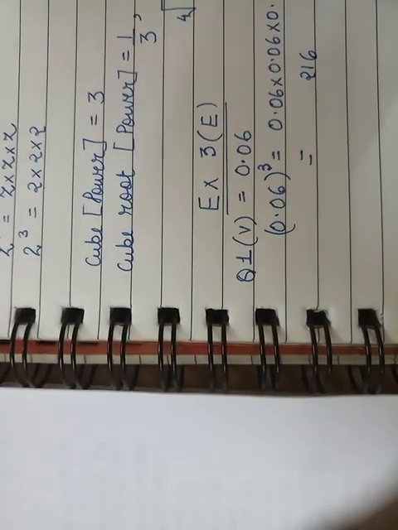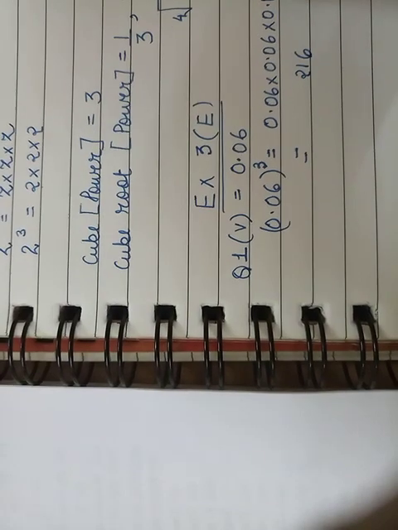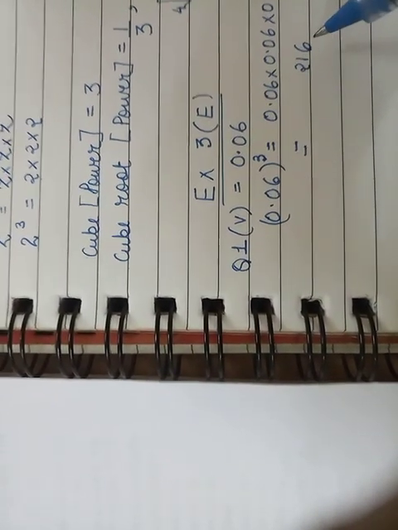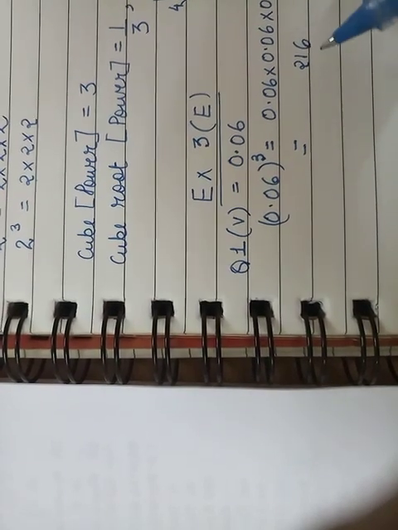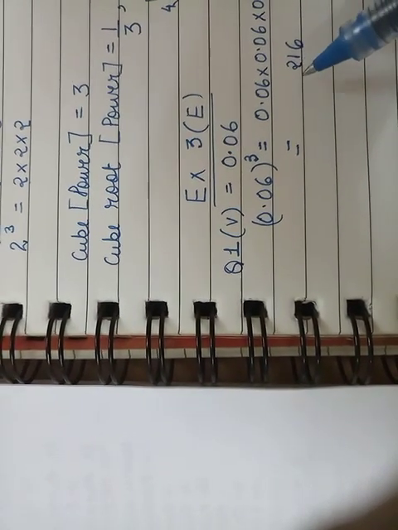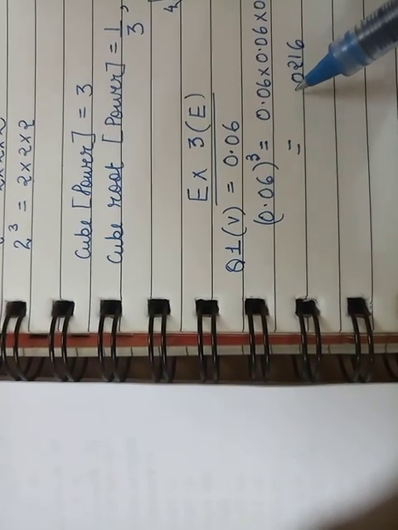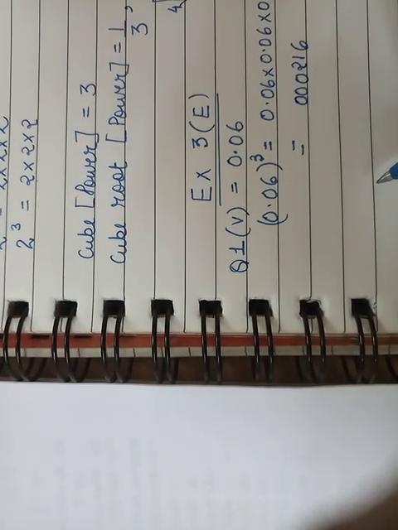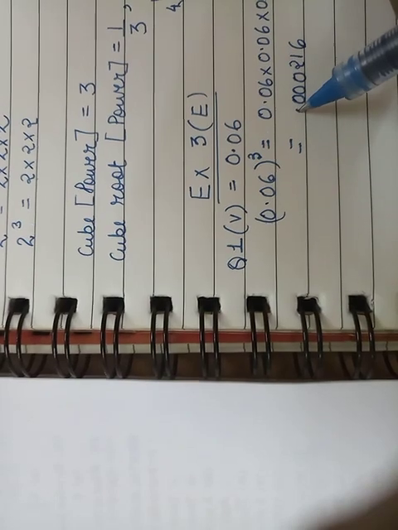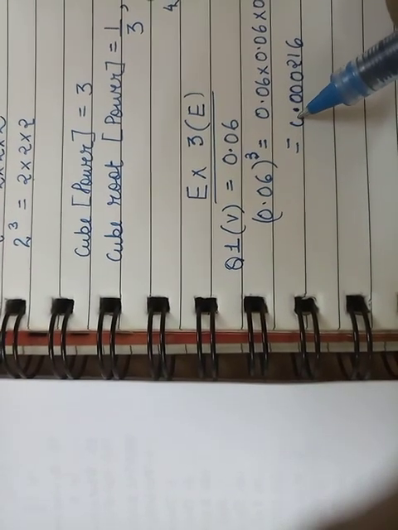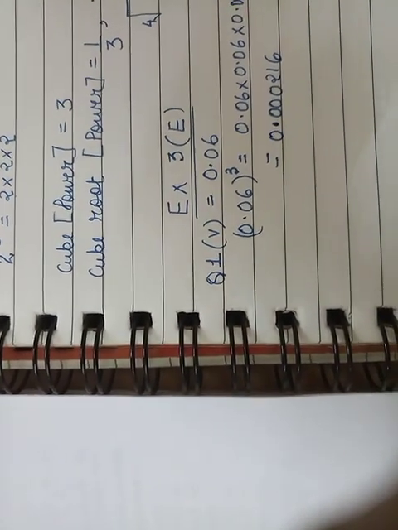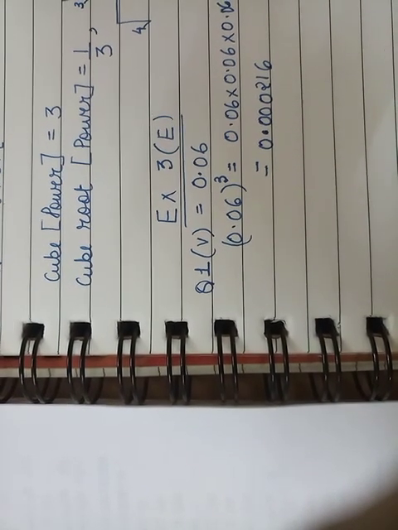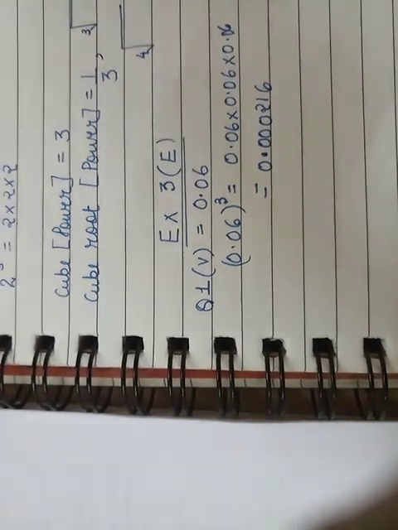So I write 216. Decimal after how many places? 2 here, 4 and 2, 6. After 6 places we have to put the decimal. So we already have 3 places. Now we write 3 zeros in front of 2 and then we put a decimal sign. So the cube of 0.06 is 0.000216.